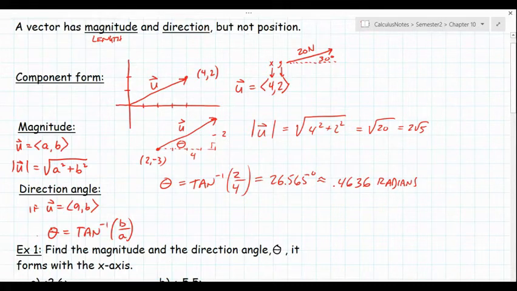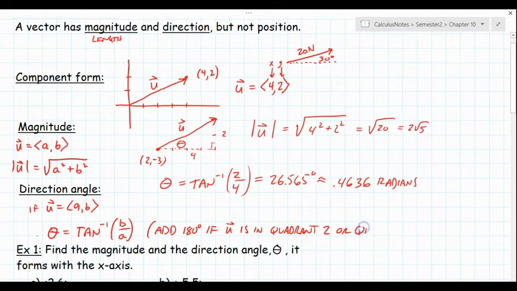Because remember, the inverse tangent function will only give you answers between negative 90 degrees and positive 90 degrees. So if we know that our vector is pointing into quadrant 2 or 3, what do we do? Does anyone remember? Say it again. Add 180, that's right. And so you need to make a note to yourself to add 180 degrees if u is in quadrant 2 or quadrant 3.